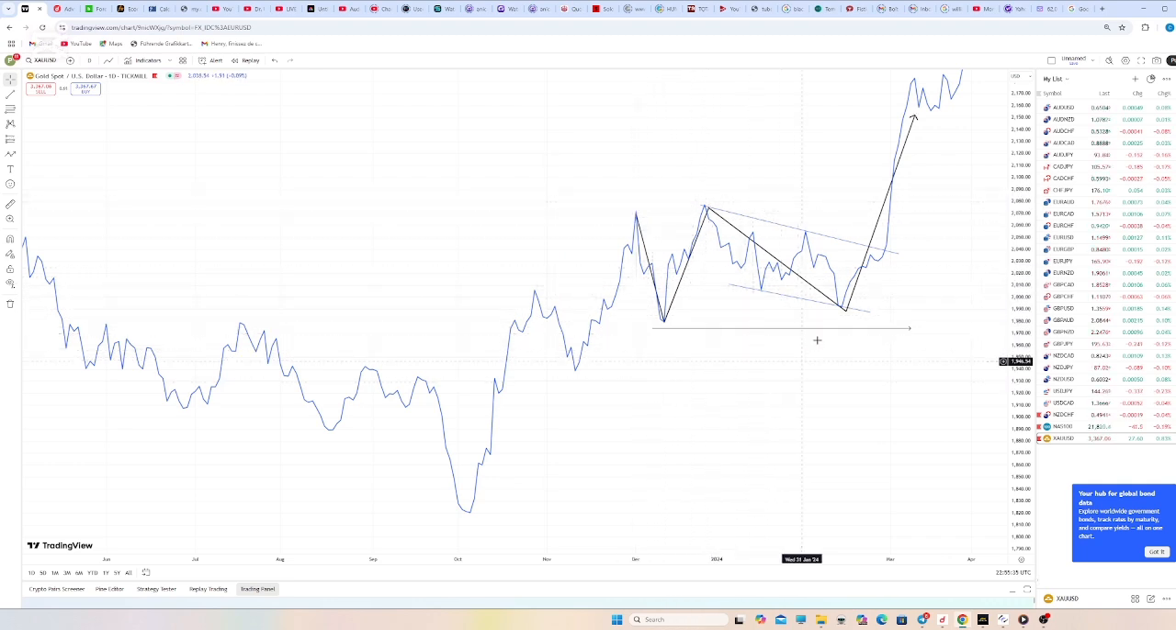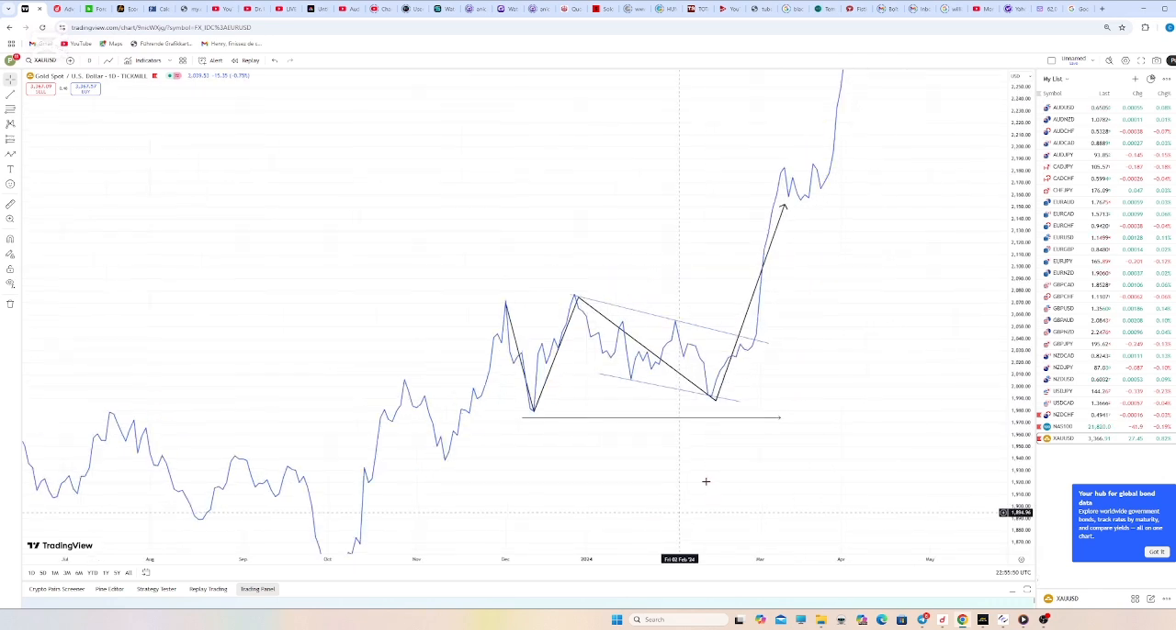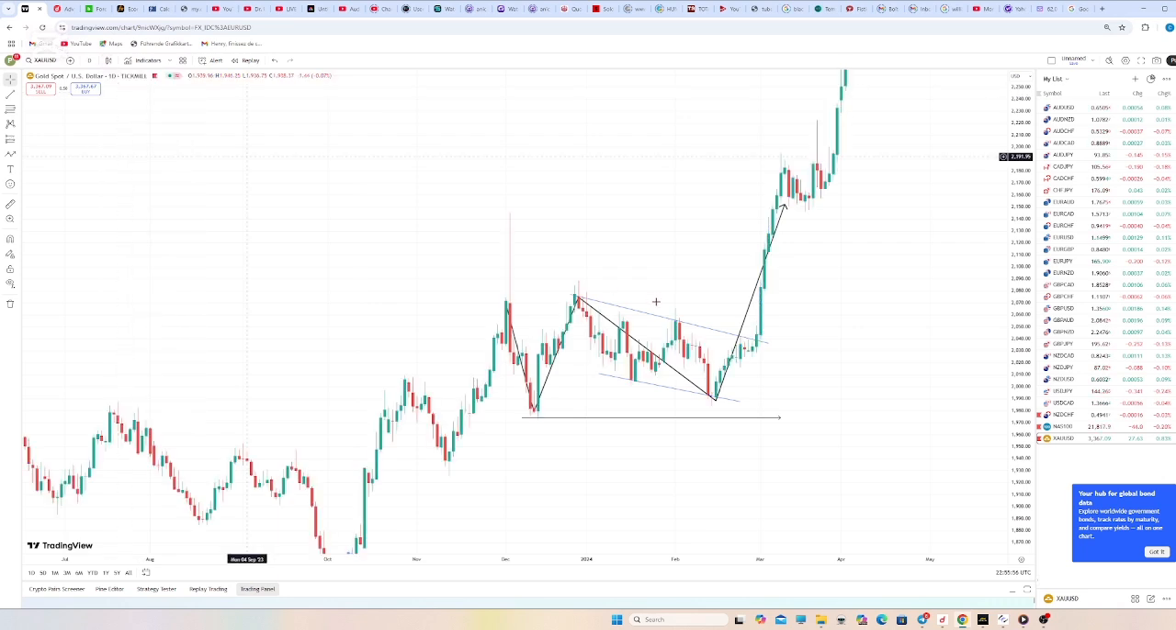To count our confluence, we have our W, which is 1, a descending channel, which is 2, and our double bottom, which is 3. And what happened? We continued price, pardon, because price was pushing up. We continued price all the way up.